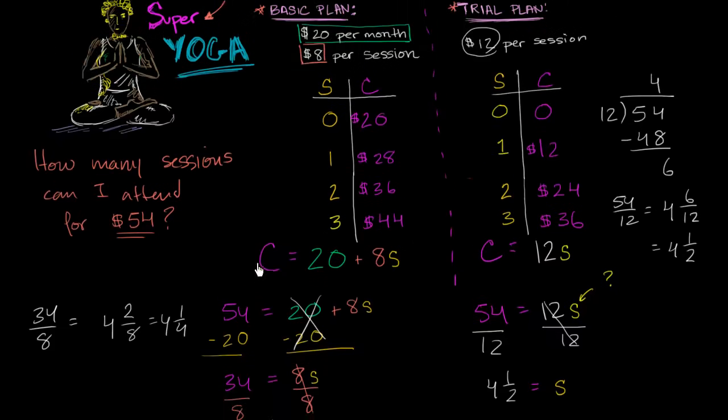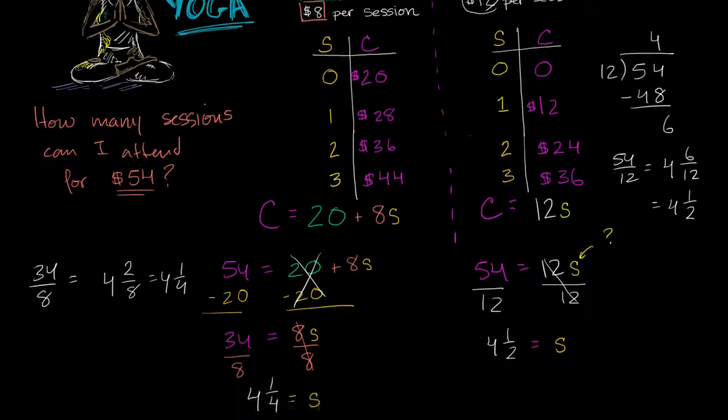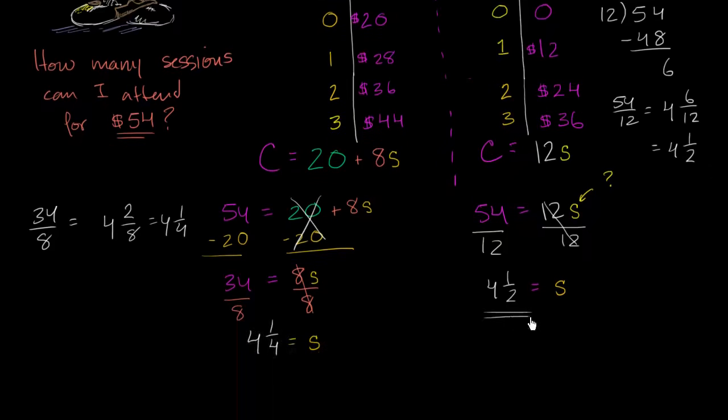So assuming I can do fractional sessions, for $54, which one can I attend more sessions in? The basic plan or the trial plan? Well, for $54, I could attend a slightly longer amount of sessions under the trial plan.